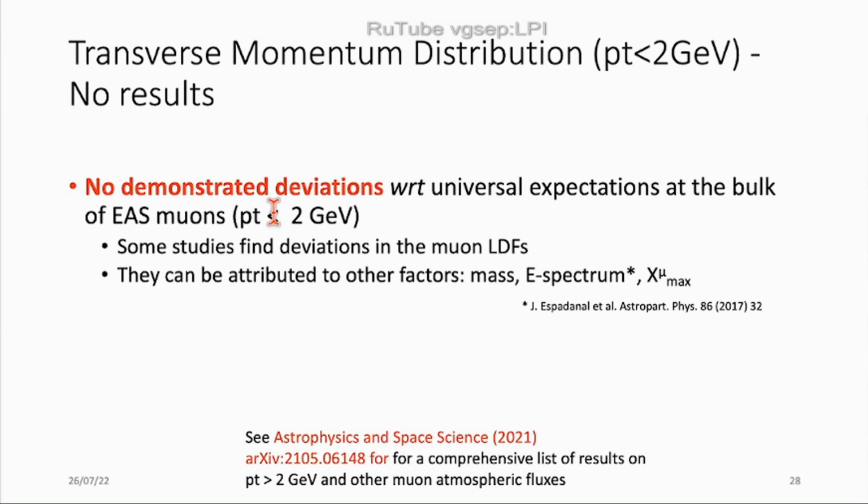And I insist I speak here about the PT below 2 GeV, because there are studies and measurements above this for high PT, and you can see them in this review, and there you can see that there is interesting physics, and in fact there are some deviations with respect to predictions, but not for the bulk of particles belonging to the energy shower, and for the bulk of particles which are measured in cosmic ray arrays.